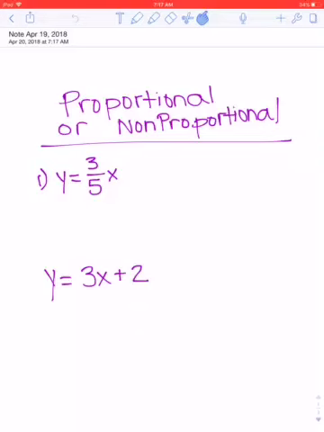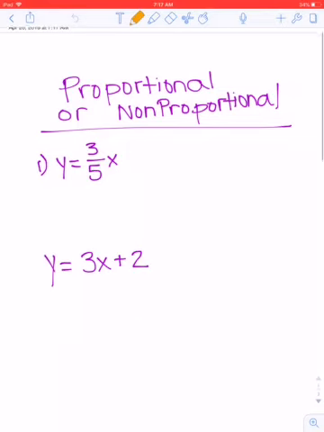The percent packet you should really have no problems with because it's just a review of doing your part equals percent times whole, or your markup or your tip. So what I'm going to quickly do is review proportional and non-proportional relationships so you can do your second packet.